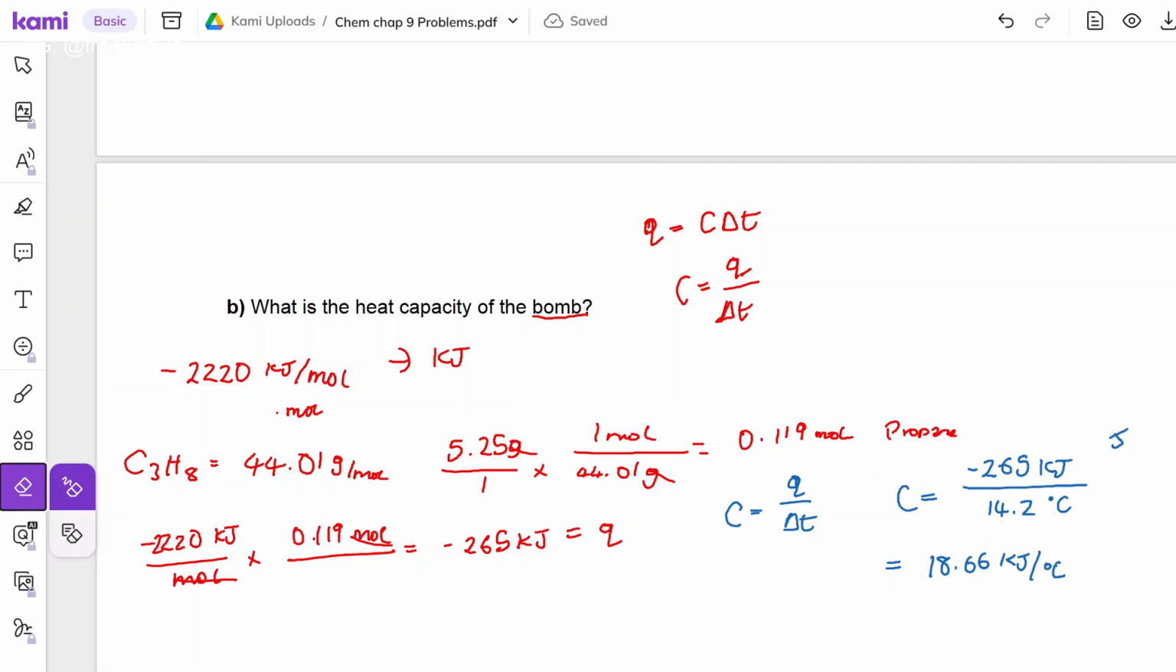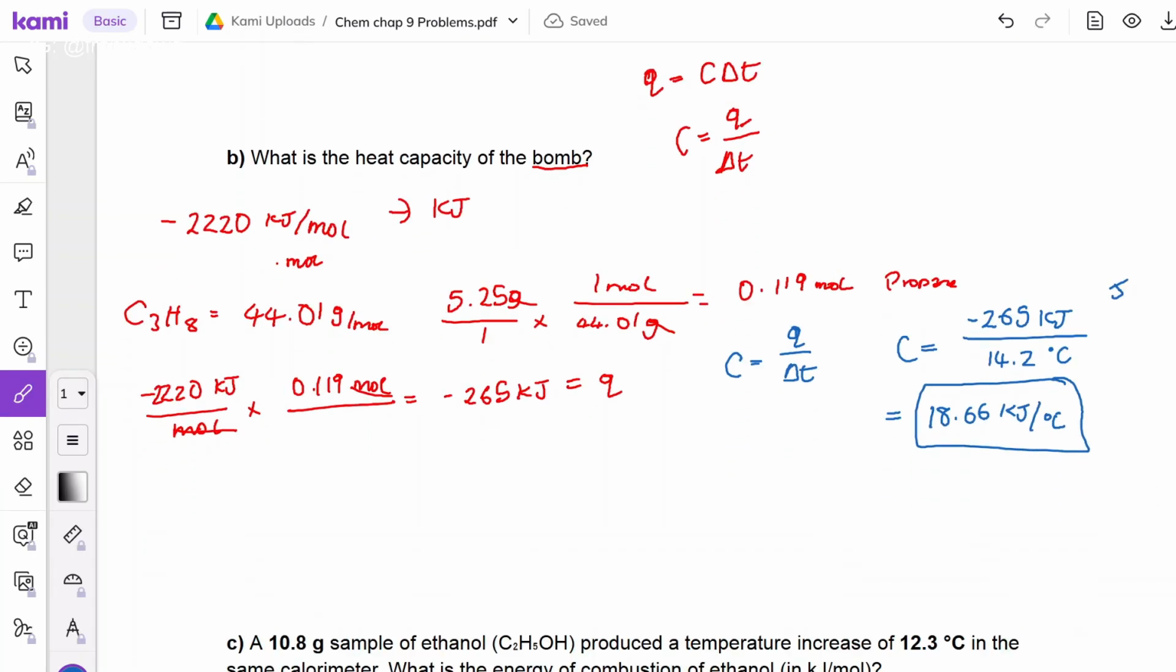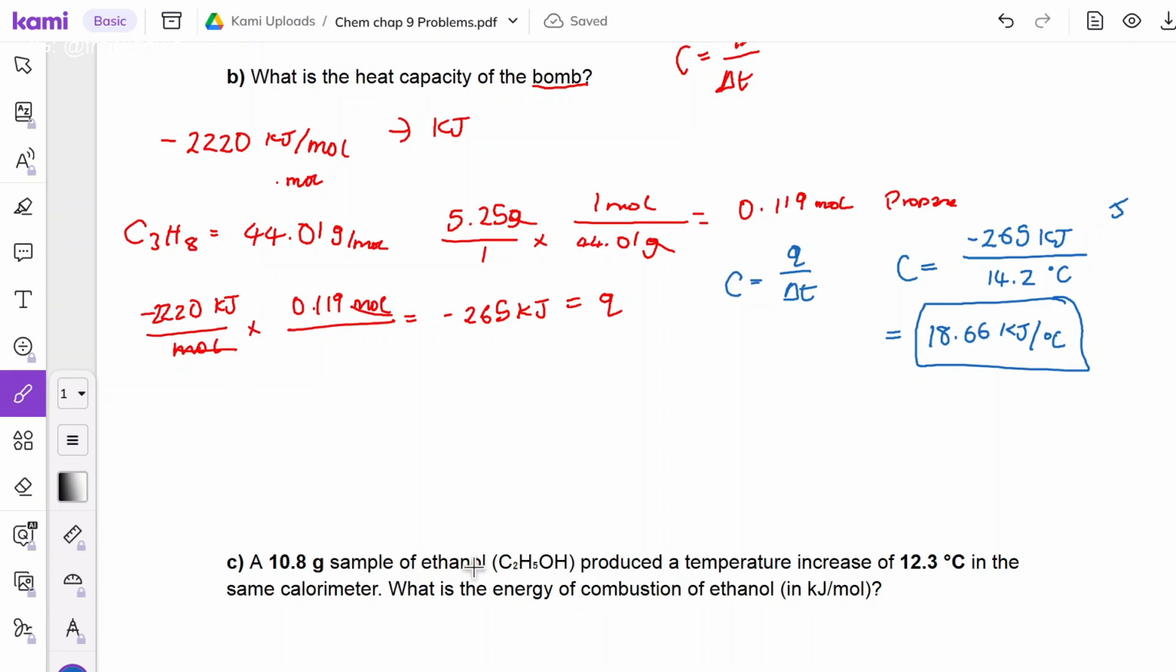Now that we've figured out the heat capacity of the bomb calorimeter, we can move on to the next question. I think this question is dependent on the answer we get here, but we'll read it first. Look at the numbers: 10.8 grams of a new substance. Instead of propane, this time we're going to be using ethanol. This problem also gives us the temperature right here. At the end, it asks, what is the energy of combustion? So we're basically looking for the kJ per mole.